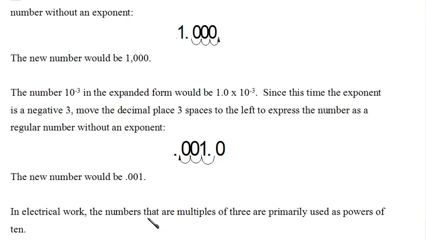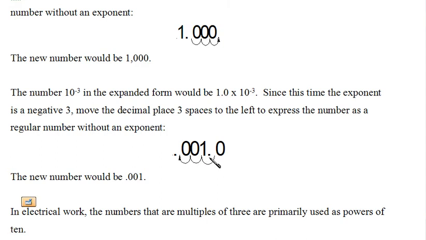The number 10 to the minus 3 in the expanded form would be 1 times 10 to the minus 3. Since this time the exponent is a negative 3, you have to move the decimal place 3 spaces to the left to express the number as a regular number without the exponent.